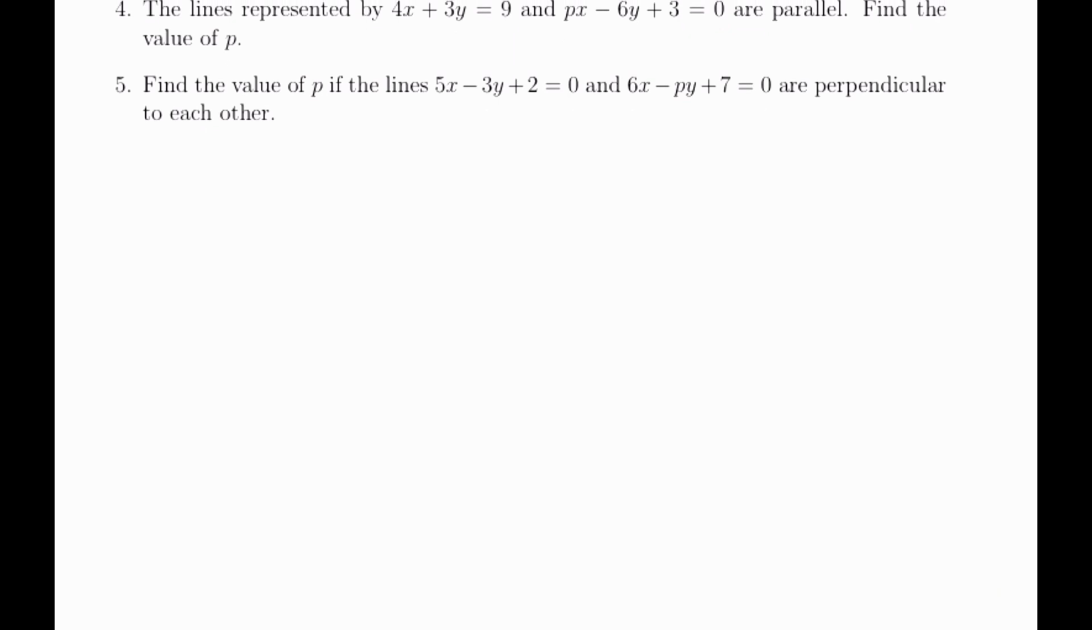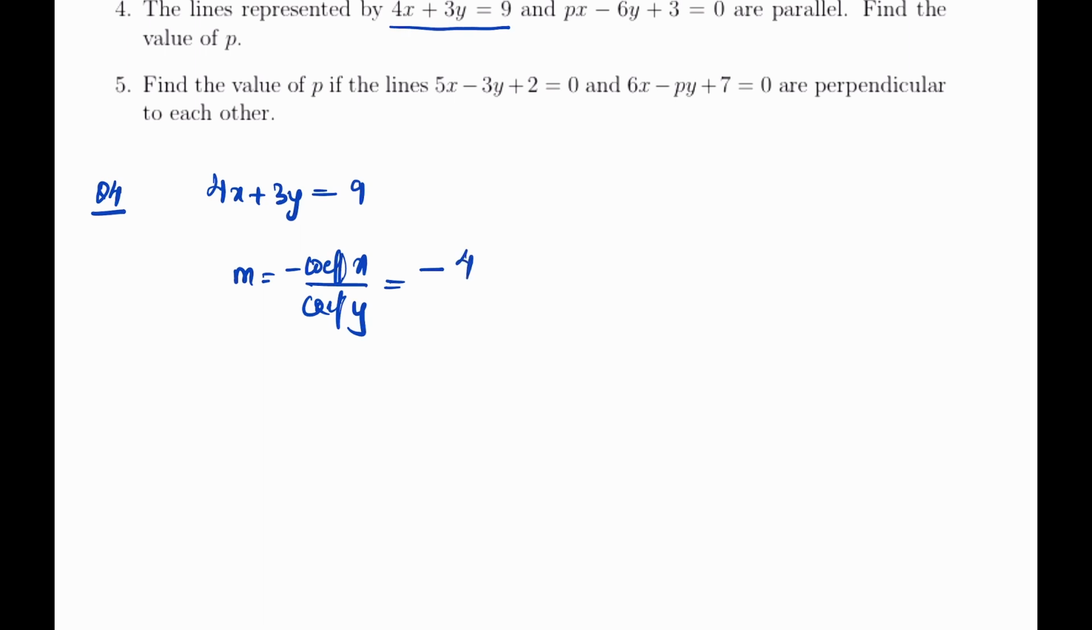Try the following questions on your own now. In question number 4, they have given the equation. Like I've already told you how to find the slope if the equation is given. In case the equation is given, you can find the slope by using m is equal to minus coefficient of x by coefficient of y, which is minus 4 by 3. Similarly, for the second equation, px minus 6y plus 3 is equal to 0.